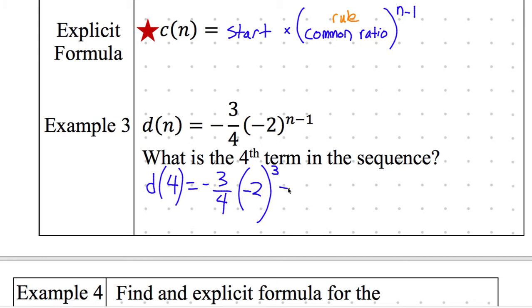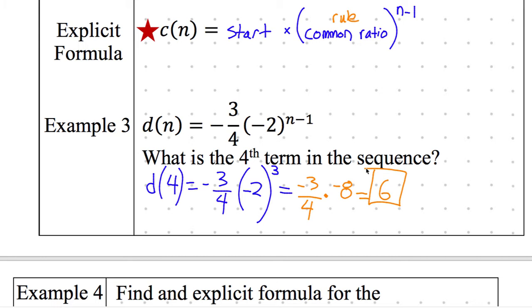So let's turn this now into, I'll use a different color here, negative 3/4 times negative 8. And what is negative 3/4 times negative 8? It is 6, because 8 divided by 4 is 2, so 2 times 3 is 6. A negative times a negative is a positive. We do indeed get a positive 6. That's the answer. Pretty straightforward. Know how to do that?